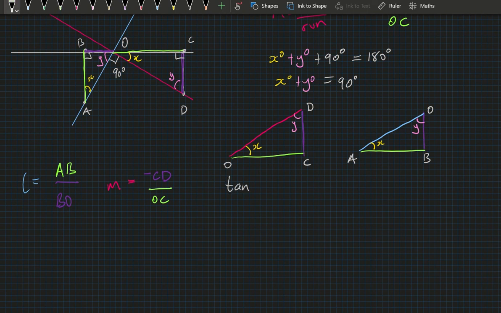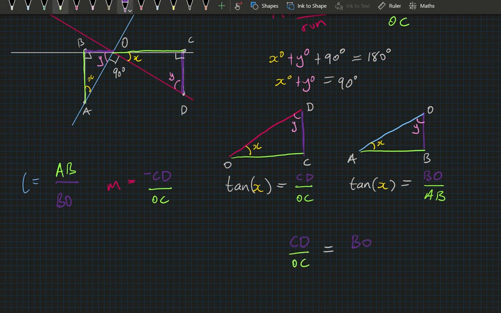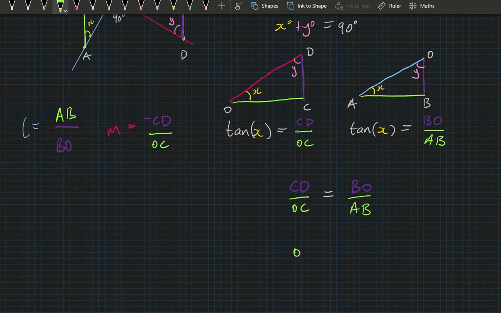Because X is the same angle in both of them, tan of X is equal to opposite over adjacent. And in this case, that's equal to the length of C to D over the length of O to C. And on the other triangle, tan of X is equal to B to O divided by A to B. So because they're equal to the same thing, that means that CD on OC is equal to BO on AB. So if I manipulate these fractions one more time, OC divided by CD is equal to AB divided by BO. So let's keep that in mind as I move over to the gradients.